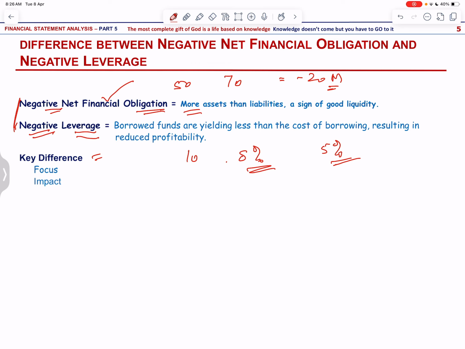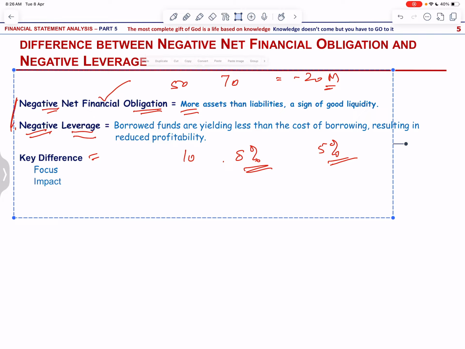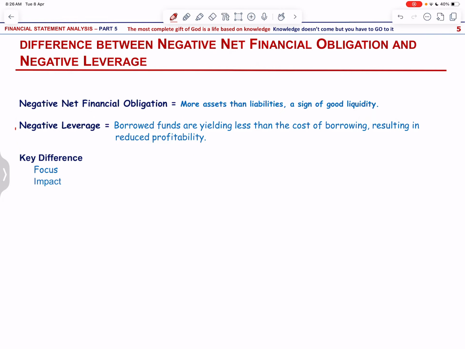So, to summarize, with negative net financial obligation, they have more assets than liabilities. This is a sign of good liquidity. Negative leverage, that is, borrowed funds are yielding less than the cost of borrowing, resulting in reduced profitability.